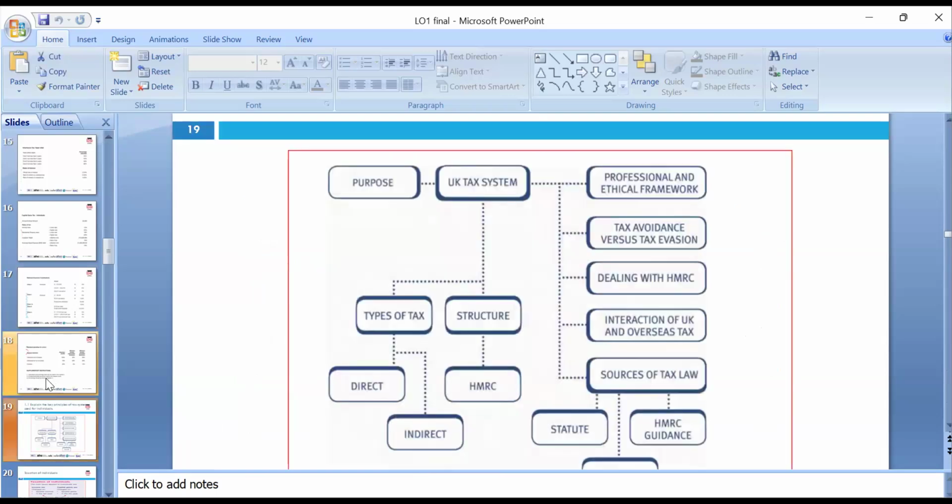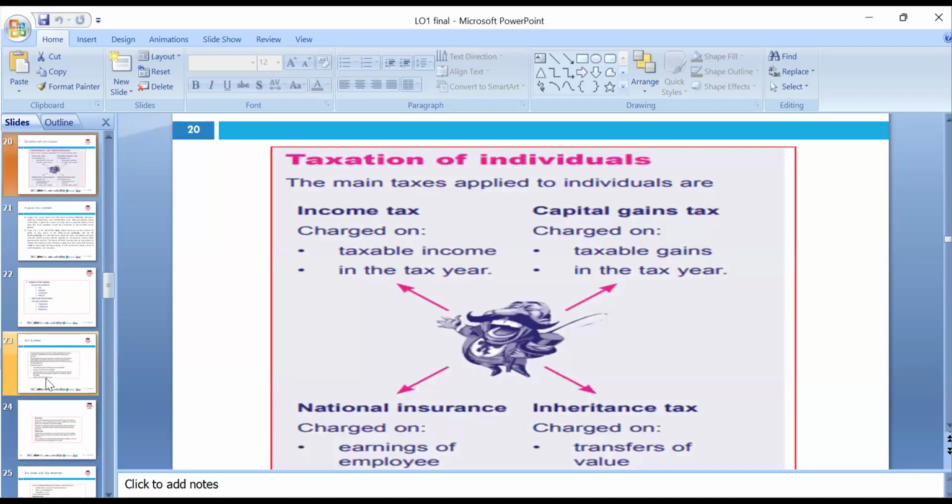The purpose of the UK tax system and the types of tax: direct and indirect taxes, which we can look at, both internal and external. We need to look at ethics, tax avoidance, dealing with HMRC, the interaction of the UK and overseas, and the sources of tax, including HMRC guidance, which we can follow.